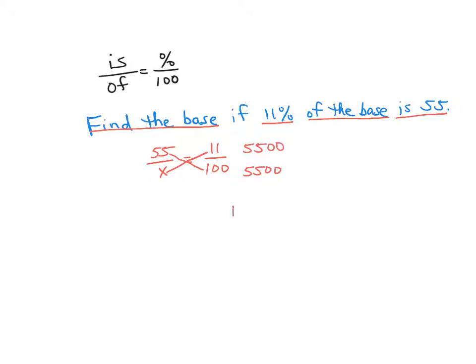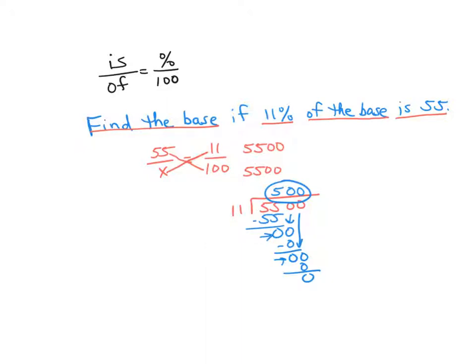So now I'm just going to go through and do my division. 5,500 divided by 11. As I do that, I know that 11 times 5 gives me 55. I'm going to subtract, I'm going to get 0. I'm going to bring down a 0. 11 goes into the 0, 0 times. 11 times 0 is 0. Once again, I subtract, I get a 0. I have to bring down that last 0. 11 goes into this 0, 0 times. 11 times 0 is 0. I still get 0. So the answer to this is 500. Okay, so 11% of 500 is 55.